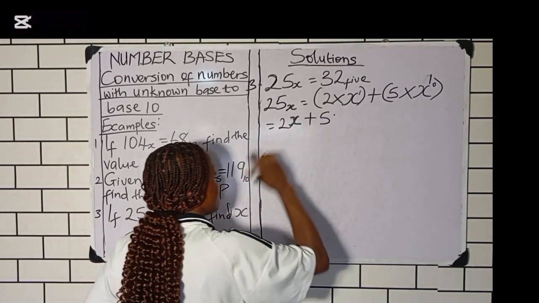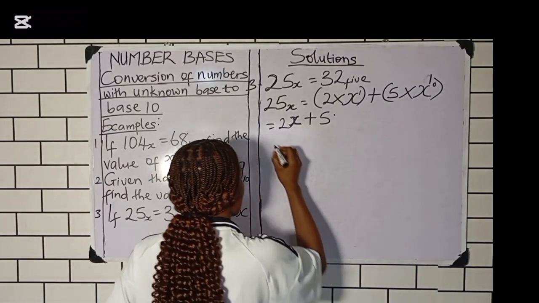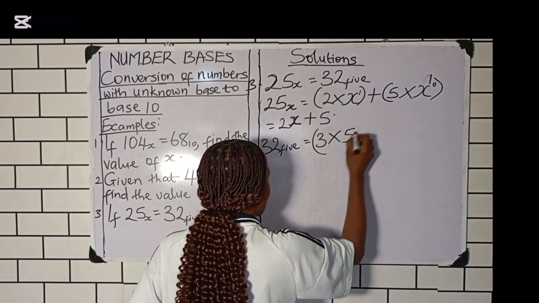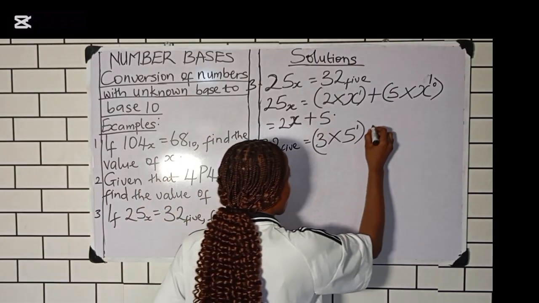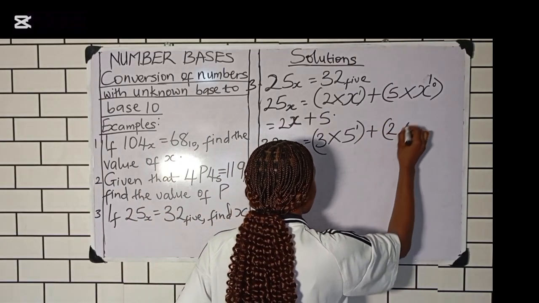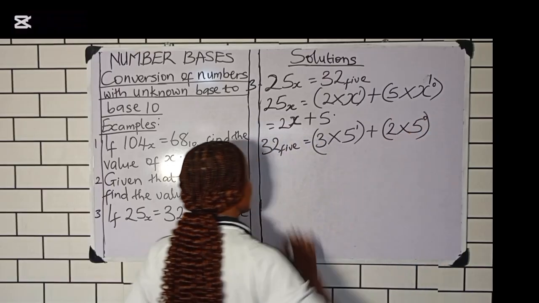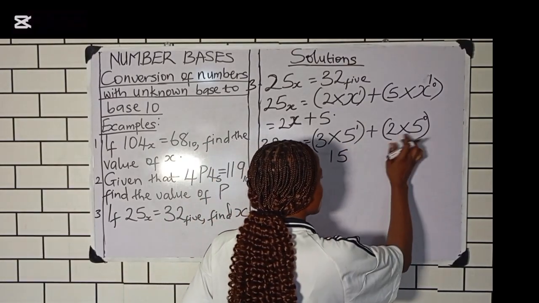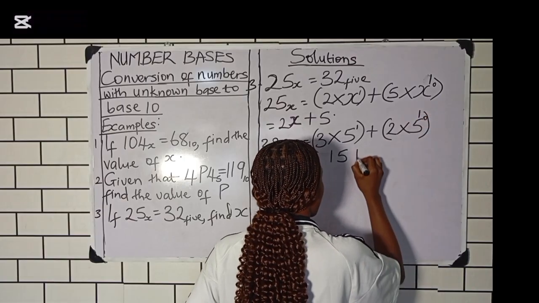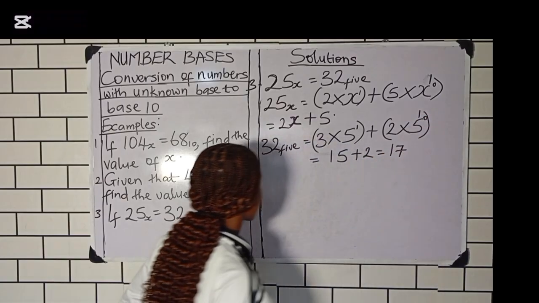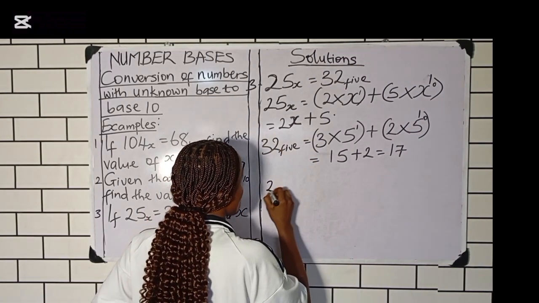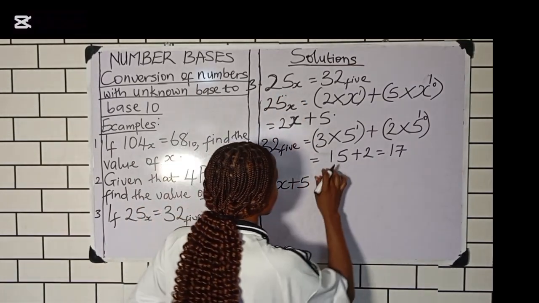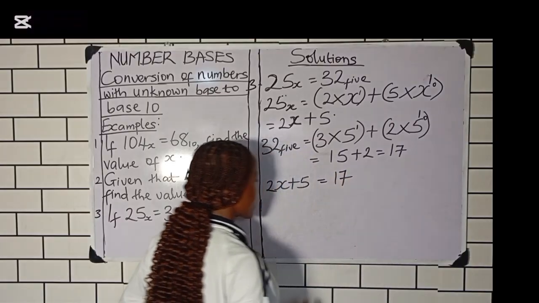Now, the right hand side, converting it to base 10 too, we have 32 in base 5 is equals to 3 times 5 raised to power 1 because after 3 we have only one digit, plus open bracket 2 times 5 raised to power 0. After 2 there's no other digit. This will give us 15, 3 times 5 gives us 15. 2 times 1 because 5 raised to power 0 is 1. 2 times 1 here will give us 2. This will give us 17. Now the left hand side in base 10 will become 2s plus 5, and the right hand side will become 17 in base 10.